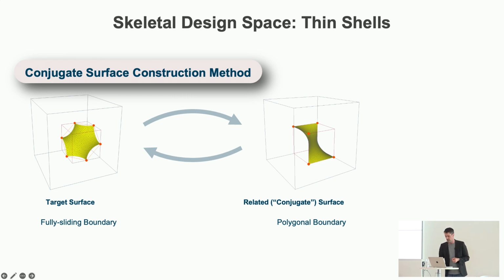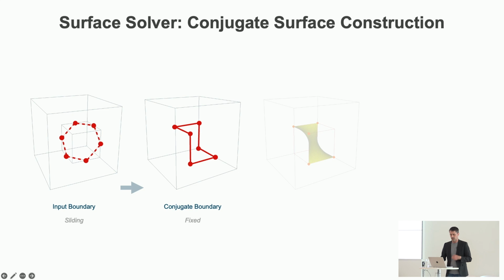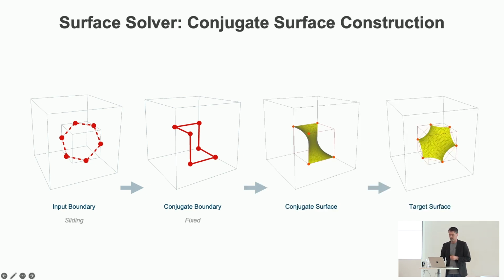And this is easy to solve. So basically the way it works is there is this conjugate surface construction method where you have the input of your high-level problem, then you define this conjugate polygon. You solve there for a minimal surface, and then you can transform this back and actually get the target surface. And this method was around in the math literature for 50 years.